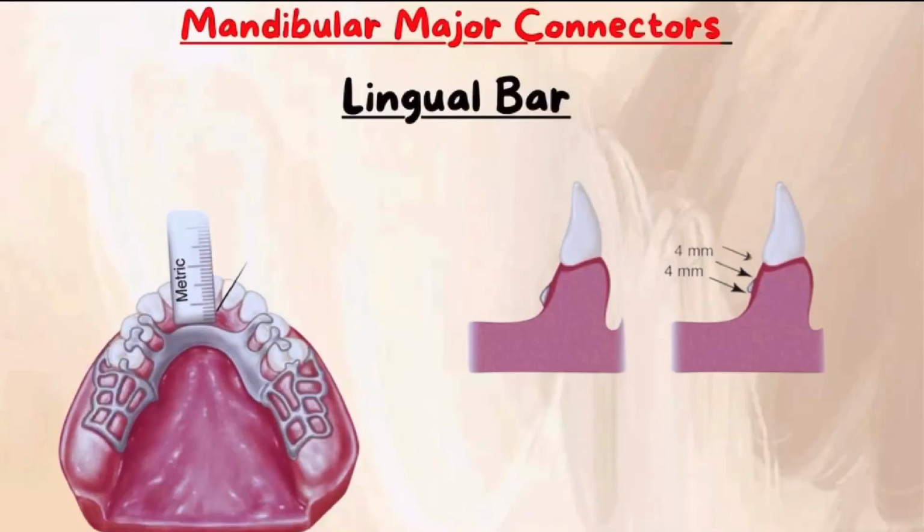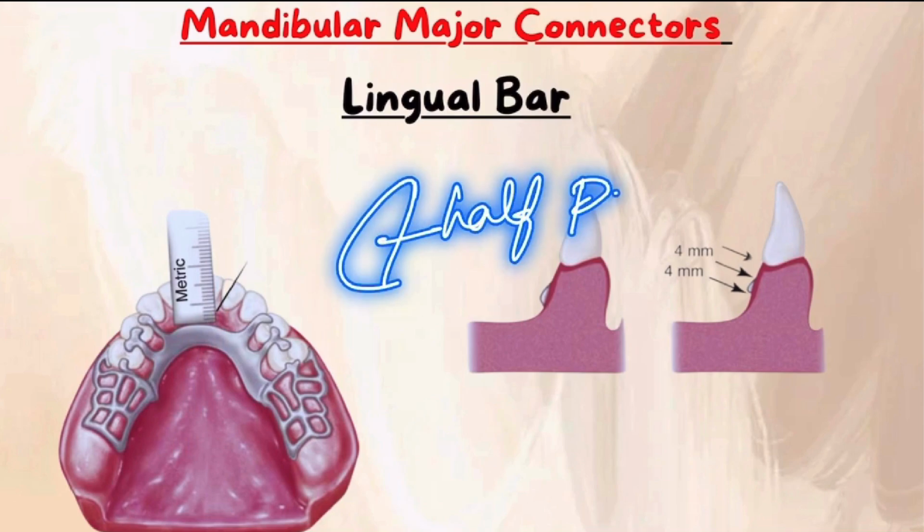Let us understand the design of a lingual bar. The lingual bar is one of the most frequently utilized mandibular major connectors. It has a superior border and an inferior border. The superior border is tapered towards the gingival tissue. When you take the cross section of the lingual bar, it appears as a half pear shape.